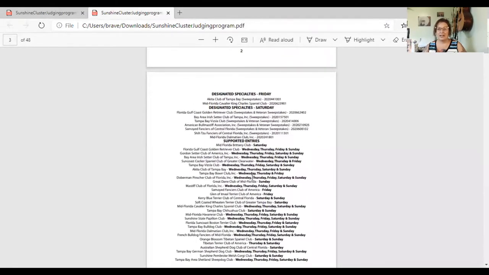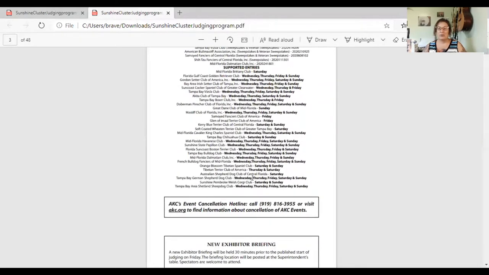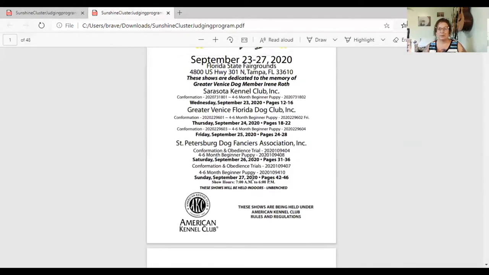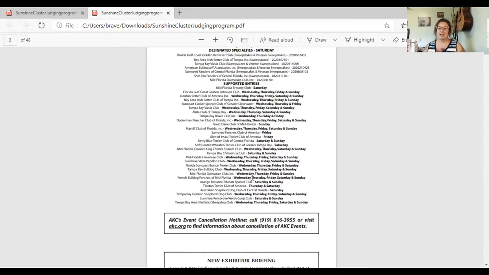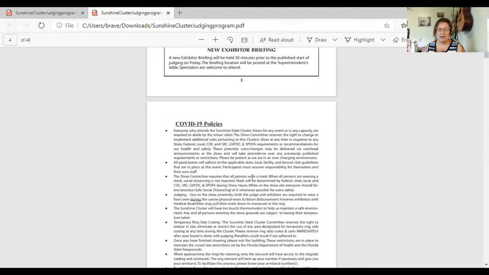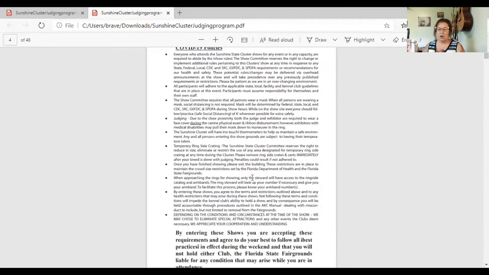We've got some of that, more specialty supported entries. Supported entries are when the show still belongs to the main club that's putting it on. In this case, I believe it was St. Petersburg Dog Fanciers. So this is still their show, but supported entries mean that these clubs have basically said, we'll give you a good entry for those breeds. Those clubs probably donated prizes, and may have had a say in the judges for those breeds. It just makes a good entry for a breed at a show.